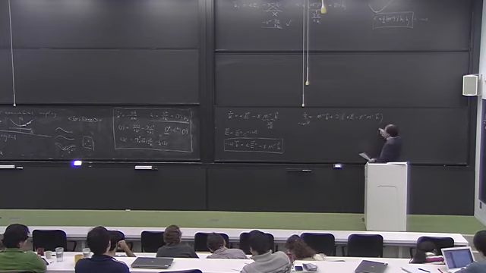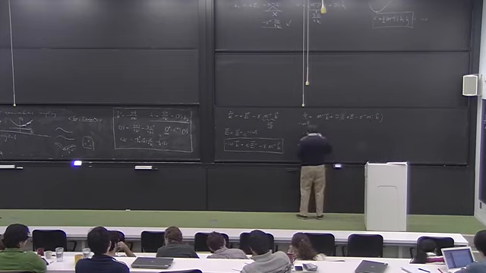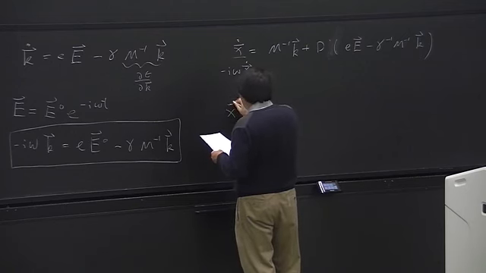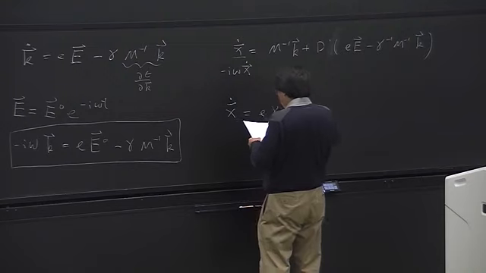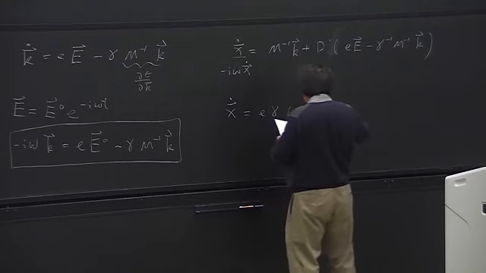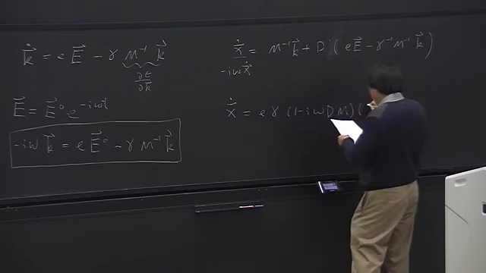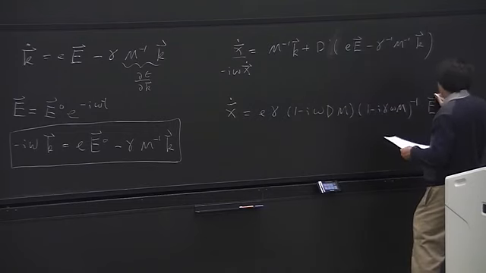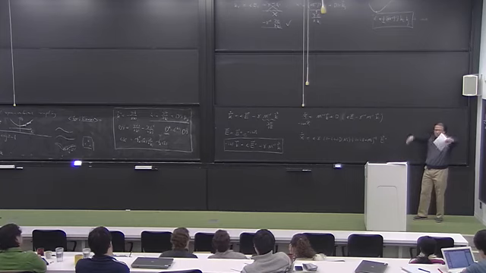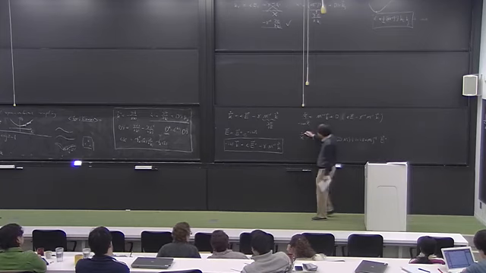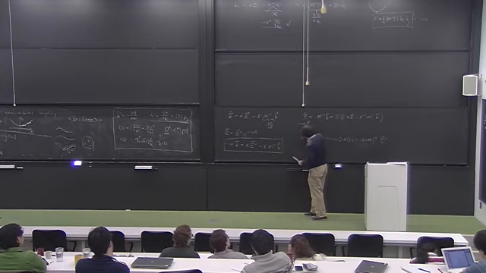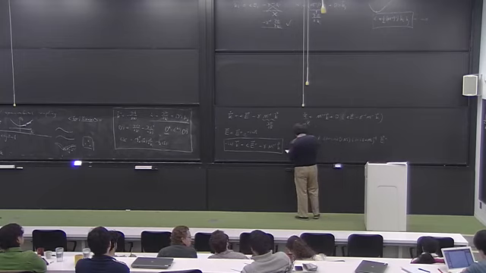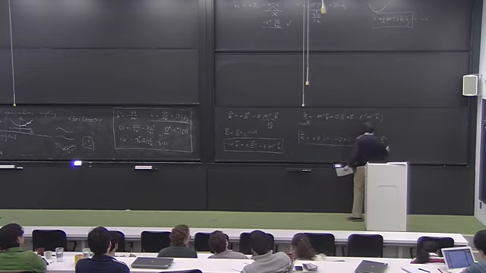And after collecting things together, I will not really repeat it. We just get the following: the x dot became E gamma 1 minus i omega D M 1 minus i gamma omega M inverse E zero. This is after some lengthy calculation. Oh yeah, this has a dot.